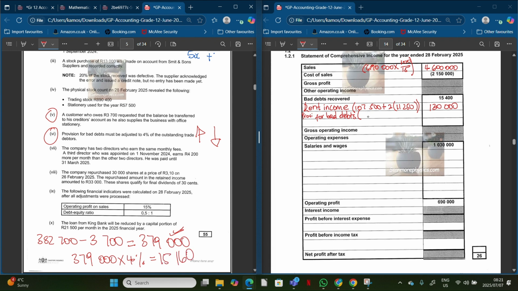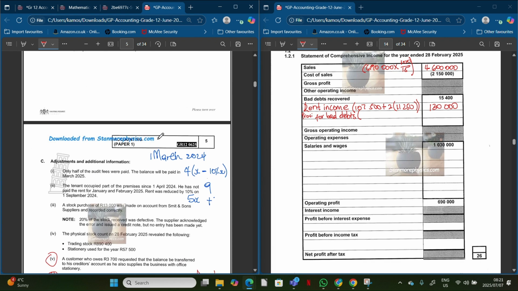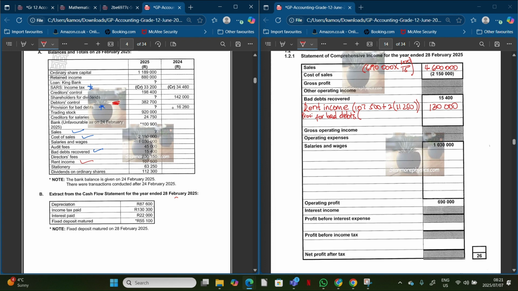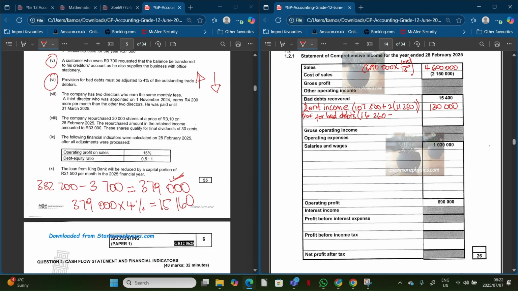We actually get 15,160. So meaning that from the value right there, we're gonna take the value of the provision for bad debts for 2024. As you can see here, on provision for bad debts we are given for 2024, which is 16,260, minus. Then they're saying that now it is adjusted to the value right here. It is less. If you can look, this value is less than the value for provision for bad debts. So what did I say? I said that if the value of the provision for bad debts is decreasing, then it's an income.